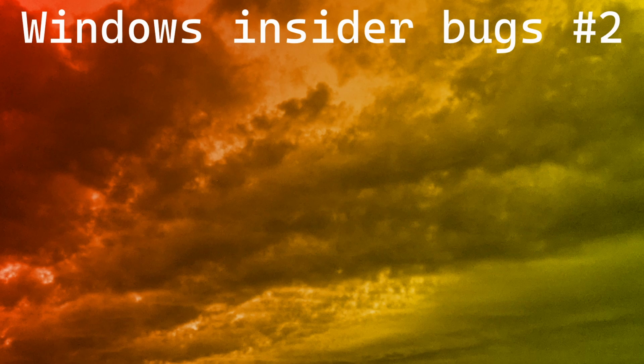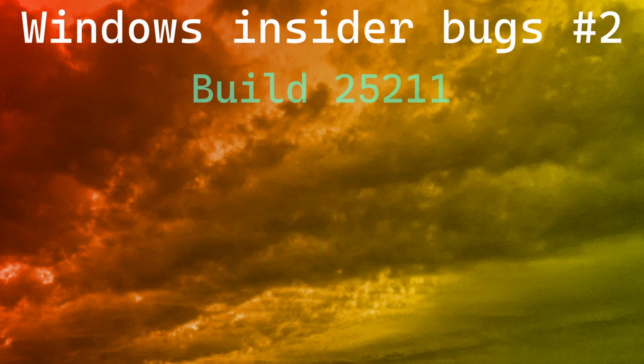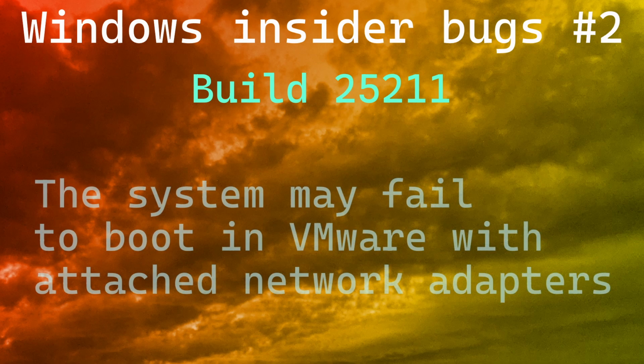The next build, which is the latest insider build at the moment of recording this video, is build 25211, and this is an interesting bug. I mean, there are a few bugs. The first bug is the system may fail to boot in VMware with attached network adapters. What? So I can't have any network on an insider build? How am I going to update the insider build? Well, you wouldn't be able to update the build if it doesn't even boot, so I don't know why I said that.